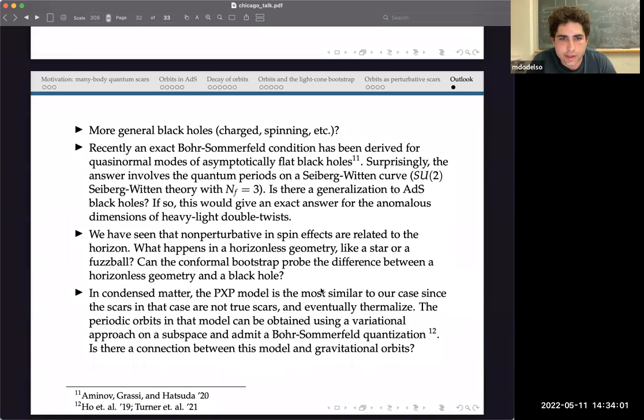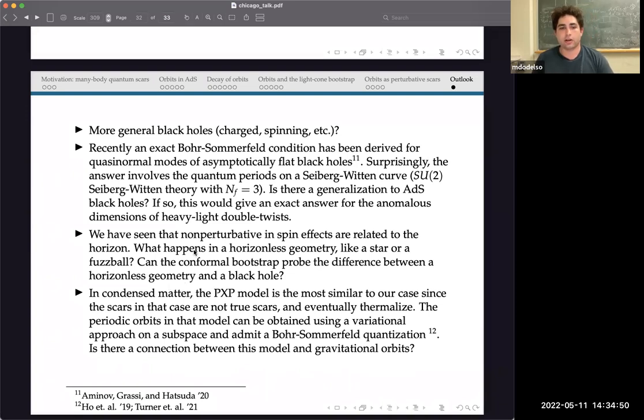A more non-trivial thing is that recently, for asymptotically flat black holes, an exact Bohr-Sommerfeld condition has been derived, and it's very surprising because it involves quantum periods of a supersymmetric gauge theory, which you might never expect to happen, but it turns out that the wave equations are the same. That was derived in this paper, and there's an exact expression for these things. So it would be interesting if there was an AdS computation like that, because then we would be able to give an exact answer for these anomalous dimensions of heavy-light double twists. That's pretty interesting.